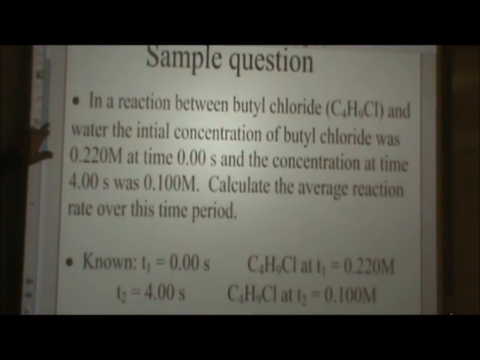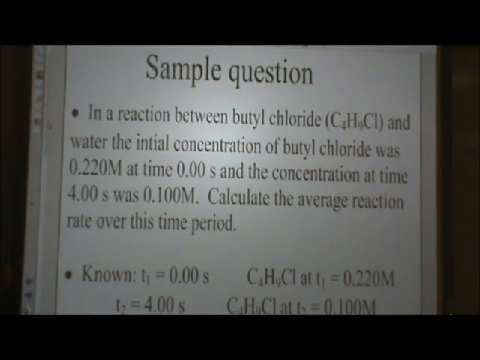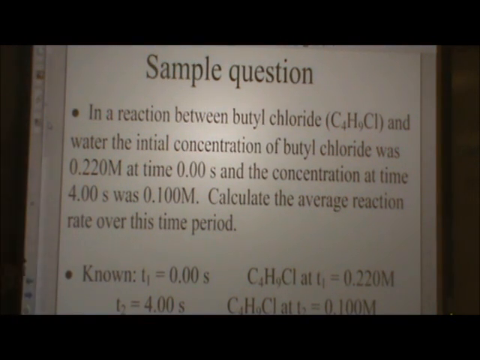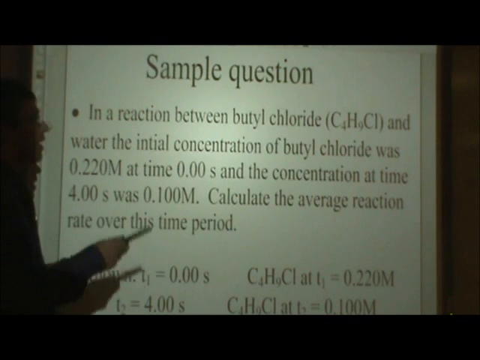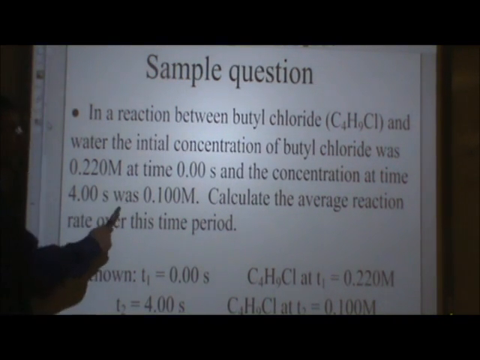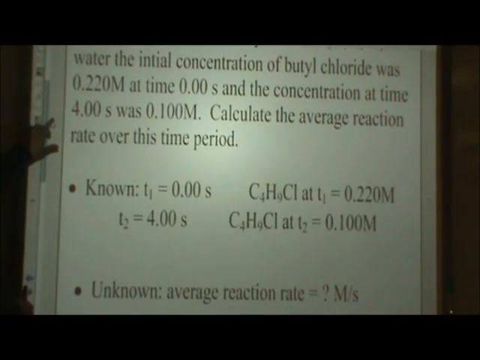With that said, we might as well look at a sample problem. In a reaction between butyl chloride and water, the initial concentration of butyl chloride was 0.220 molar at time 0. And the concentration at time 4 seconds, so 4 seconds later, is now 0.100 molar. Calculate the average reaction rate over this time period. So when you're doing these, it's going to be the change in concentration over the change in time. Let's write down what we know.